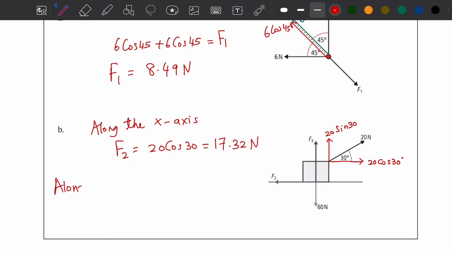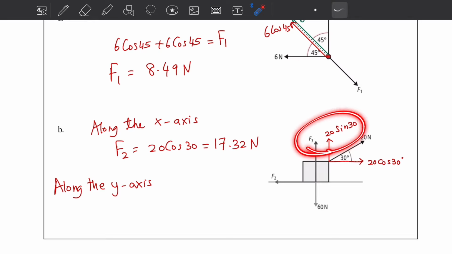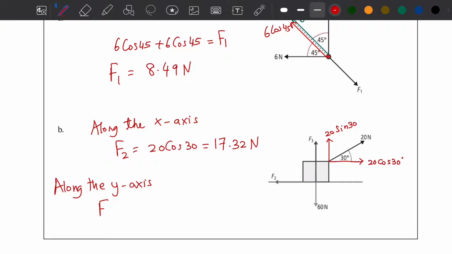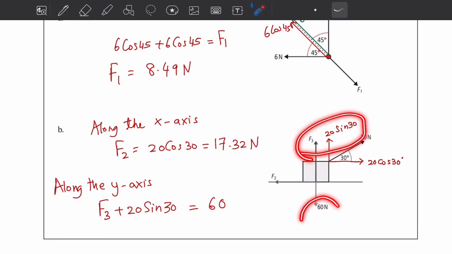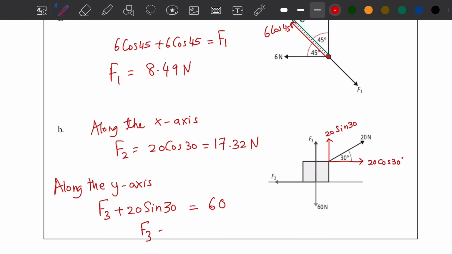And along the y-axis, we can see that there are two forces acting up and one force acting down. So we'll write that as F3 plus 20 sine 30 is equal to 60, because again it's in equilibrium, so the upward forces must balance the downward force. We can calculate this. This will come out as 50 Newton.